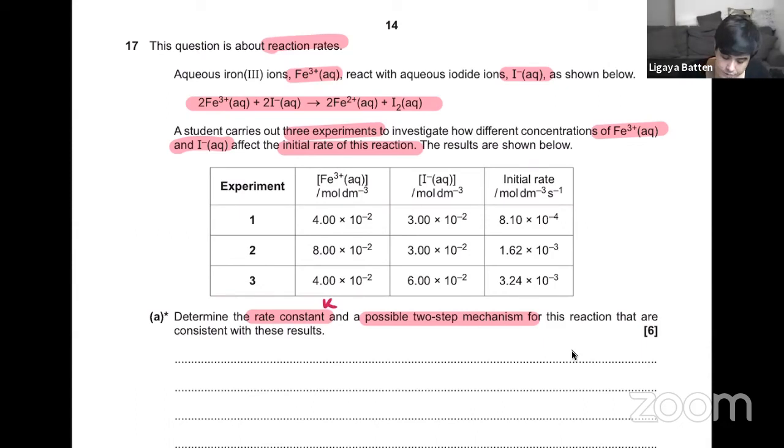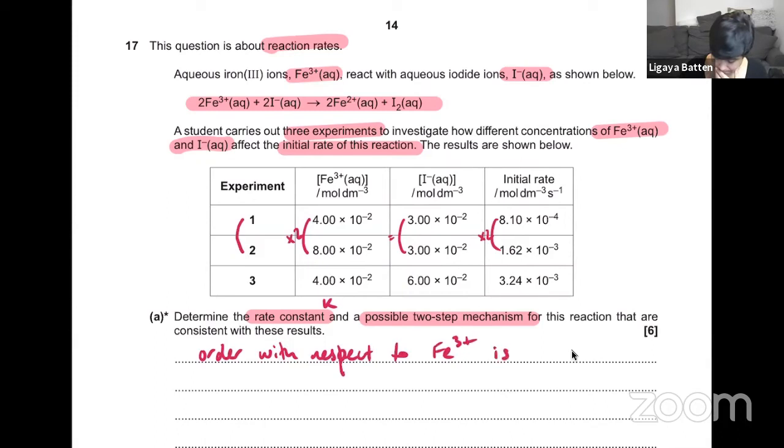Okay, so comparing experiments 1 and 2, Fe3+ doubles. This doesn't change. And this looks to me like it doubles as well. So the order with respect to Fe3+ is 1. Or you could say Fe3+ has an order of 1.